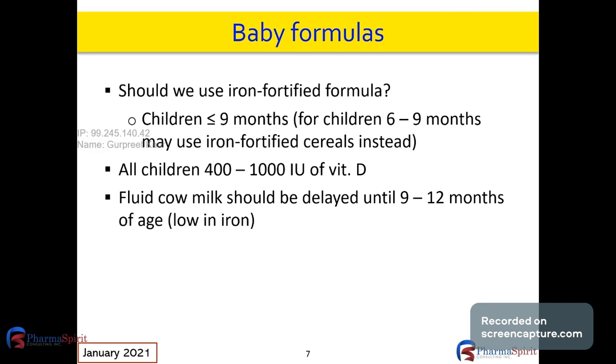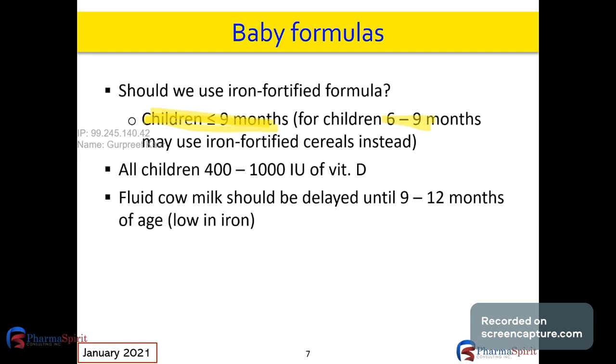Okay, so what about iron? Does the baby need to use iron fortified formula? When the child is 9 months of age or less, they need to use iron fortified formula. So if the baby is not fully breastfed, and the baby uses either formula or mixes breast milk with formula, then up to 9 months of age, the formula has to be iron fortified. However, between 6 months to 9 months, we may not need iron fortified formula if we give the baby other sources that are iron fortified. For example, we give iron fortified cereal.